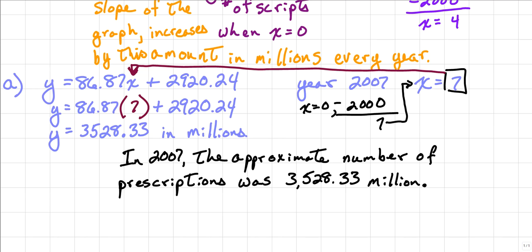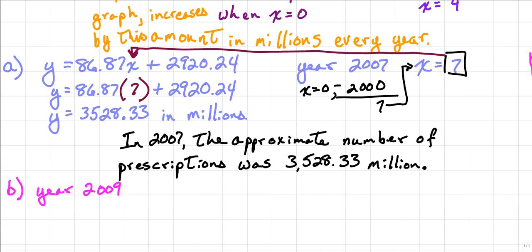In 2007, the approximate number of prescriptions was 3,528.33 million. Alright, so now we're going to move on to part B, which in this case is going to be the year 2009.